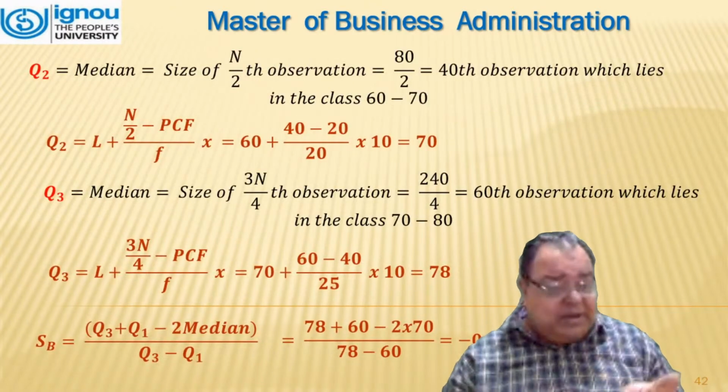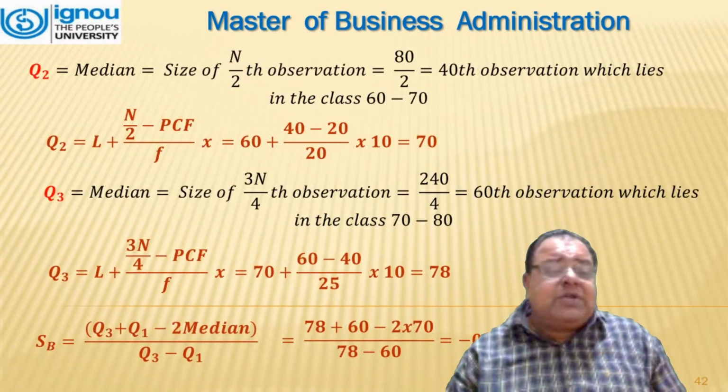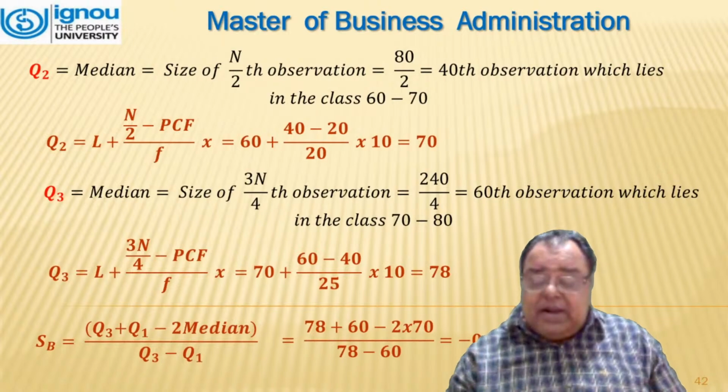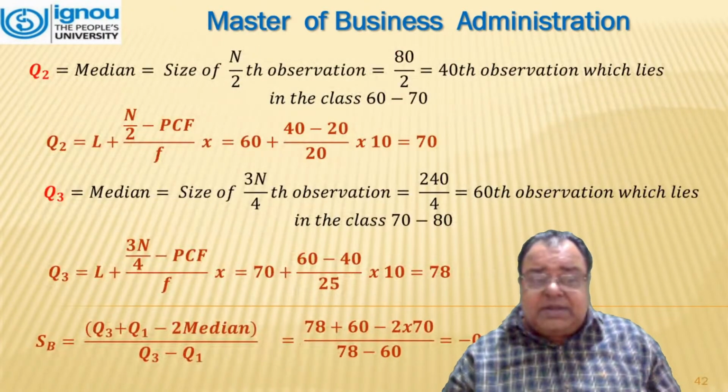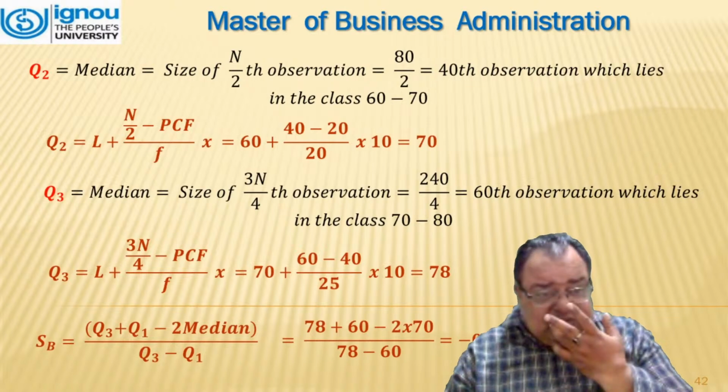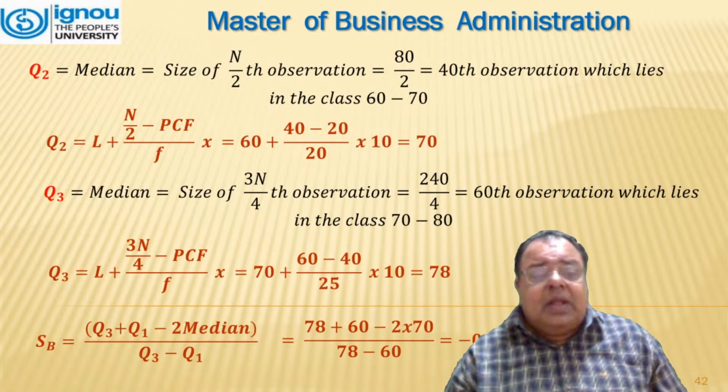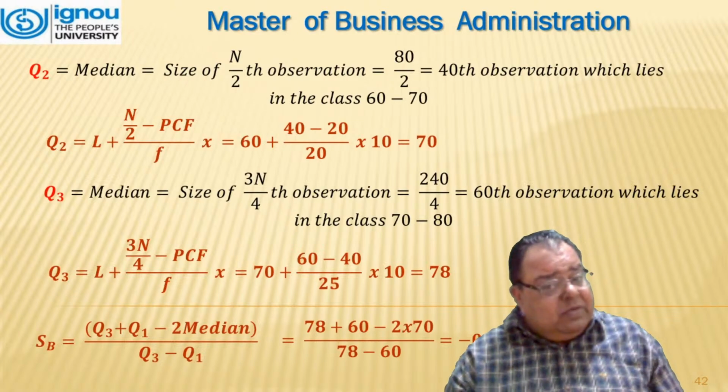So I will be straight away putting that. See the change over there? Q2 is equal to n by 2. Earlier it was n by 4. Now it is n by 2, minus PCF upon F into I. That means 60 plus 40 minus 20 by 20 into 10. It comes out to be 70.